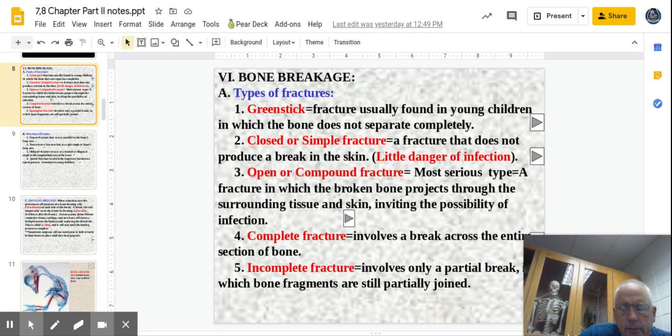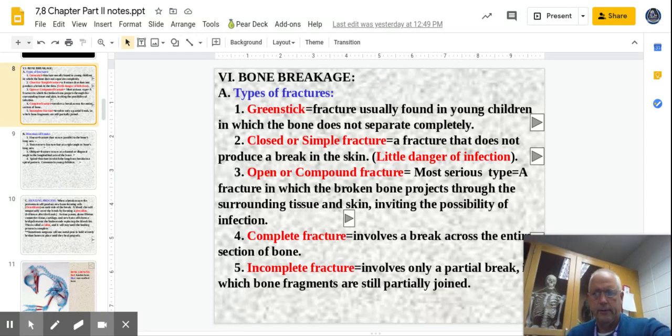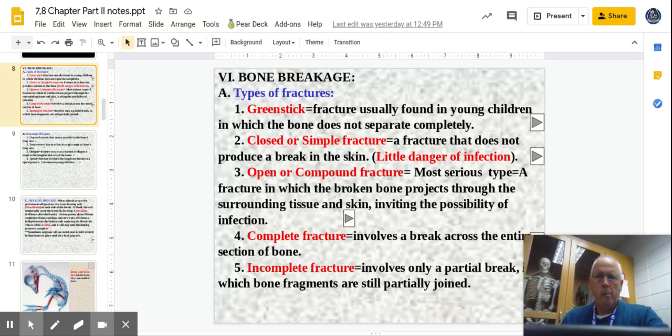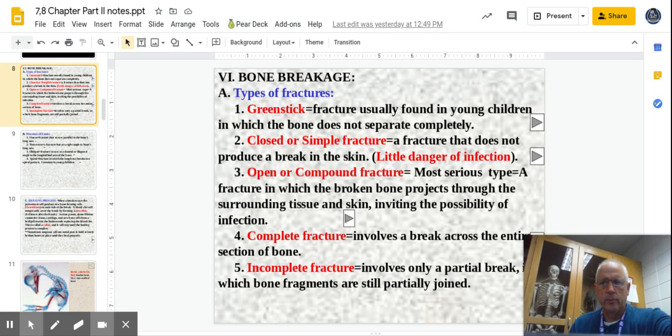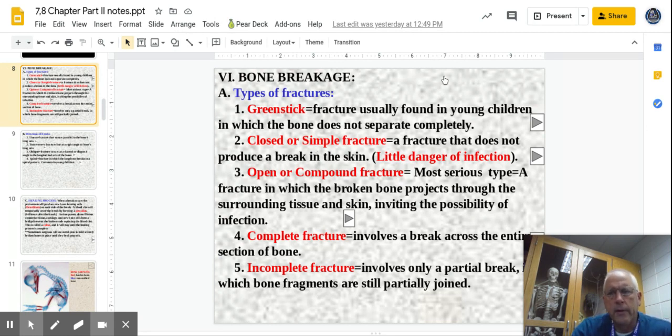There's a lot of different types, and there's a lot of different definitions you'll run into on the internet. I picked out the more common fracture terms that we use. Green stick is one you usually find in really young children, and I'm probably going to disappear here, but hopefully you hear my voice. They don't need to see me anyway.